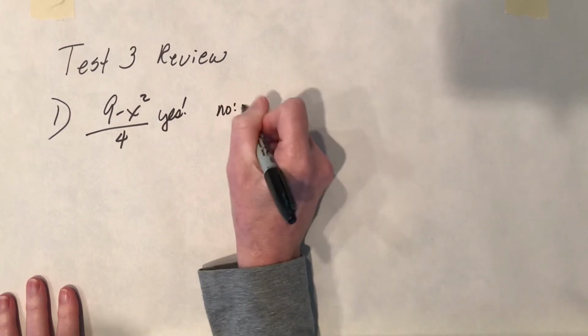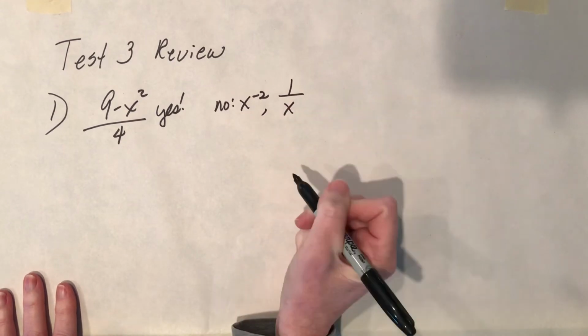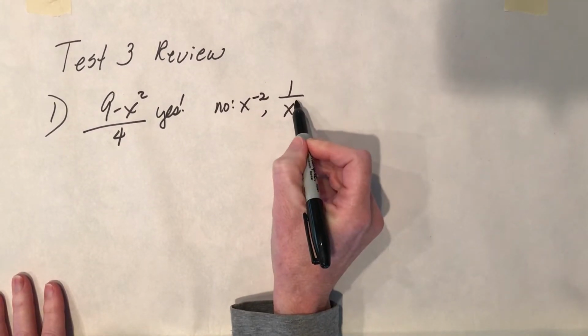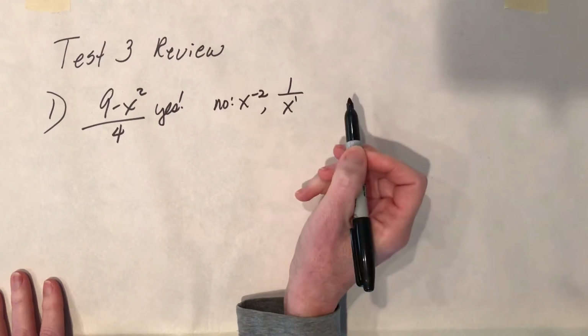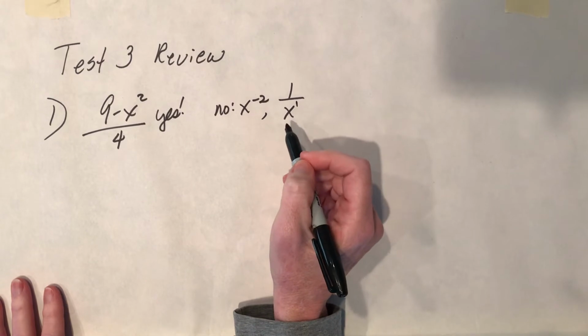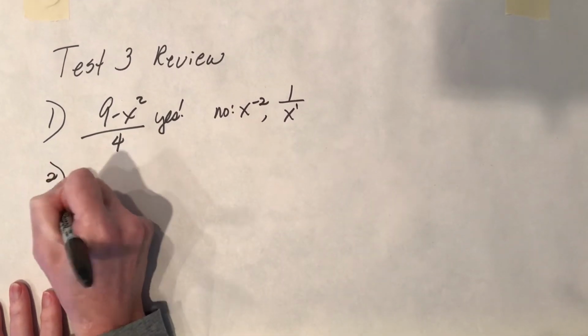The no's would be x to the negative anything, or 1 over x to the anything, any exponent there. This happens to be a 1, but any number will do. Those are both not polynomial functions. And that's pretty much all you have to worry about. So let's look at number 2.